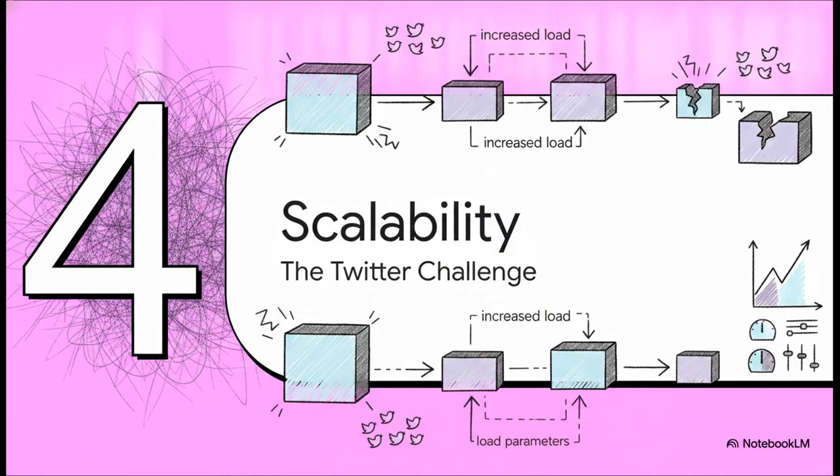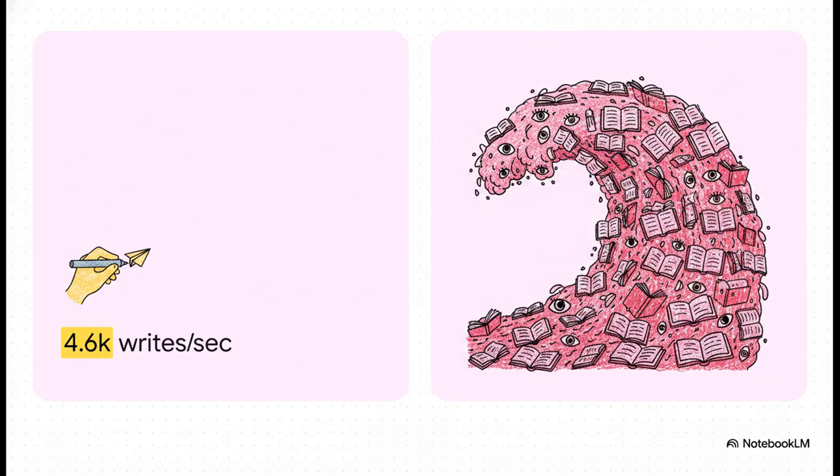Next up, Section 4, Scalability and the Twitter challenge. Here's the thing. Even if your system is perfectly reliable today, a massive spike in load can absolutely break it tomorrow. But to have a real conversation about scalability, we can't just vaguely say a system scales. We need concrete load parameters. Let's look at Twitter's load parameters from around November 2012 to make this real.